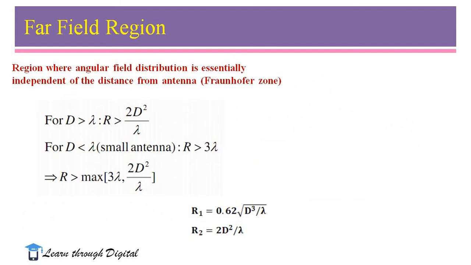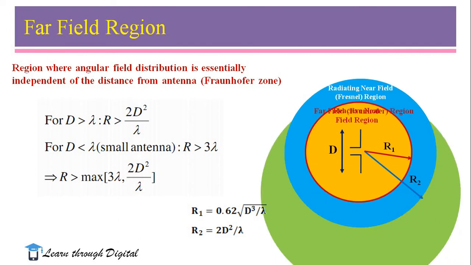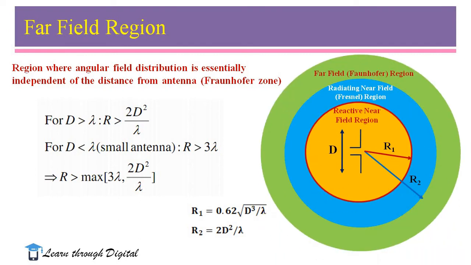Next region is the far field region. In this region, the angular field distribution is essentially independent of the distance from the antenna. This region is otherwise called the Fraunhofer region. This region exists when R is greater than 2D squared by lambda. For a small antenna, R is greater than 3 lambda. In this illustration, I have marked the far field region in green color. But there is no outer boundary for the far field region. The inner boundary is 2D squared by lambda.